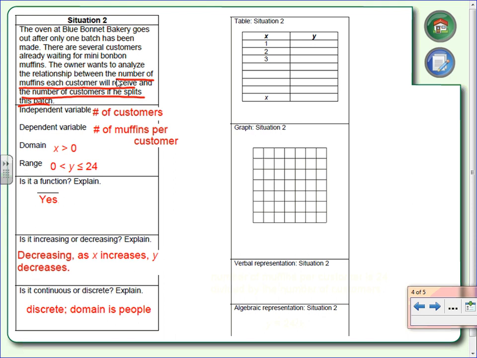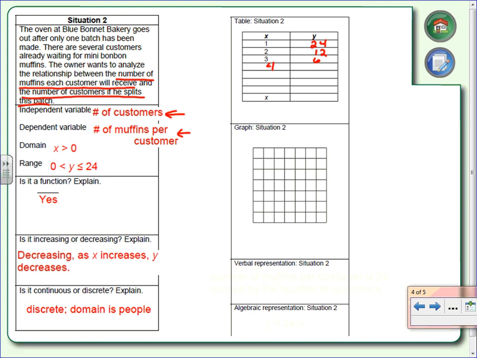All right, now let's fill out the table here. Now remember, this is a little bit different. Our x values represent the number of customers. The y values represent the number of muffins they get. So let's think about this. If there's only 1 customer in line, how many muffins are they going to get? They get all 24. But if there's 2 customers, each one is going to get 12. If there's 3, you're going to get 6. What if there's 4 customers?